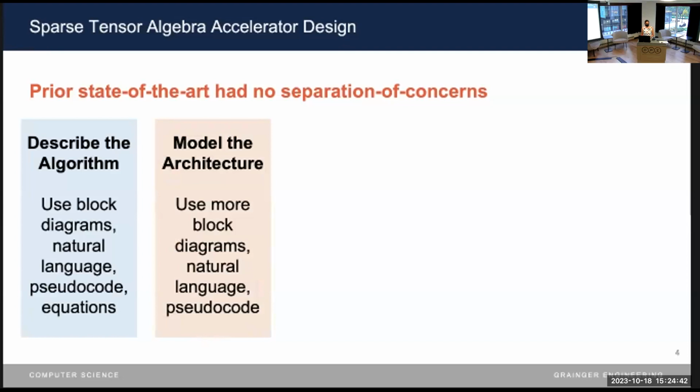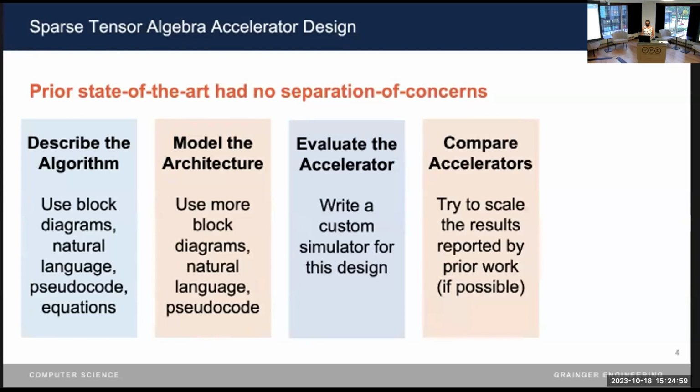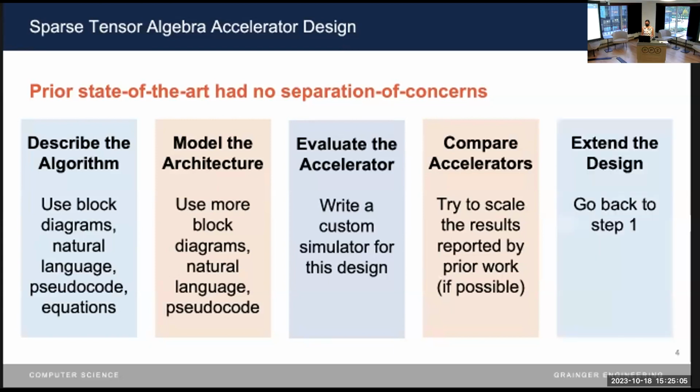However, these descriptions usually cannot be understood by a computer. So to evaluate the accelerator, an architect usually writes a custom simulator. Because writing these simulators is so time-consuming and error-prone, it's generally not possible to do so for all prior works. Instead, architects try to scale the results reported in prior work to their own hardware parameters. Finally, unfortunately, to extend designs, without a separation of concerns, architects must go back to step one and describe a totally new algorithm.